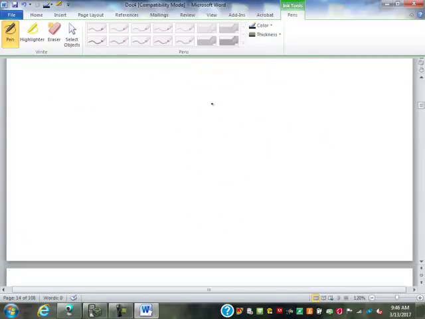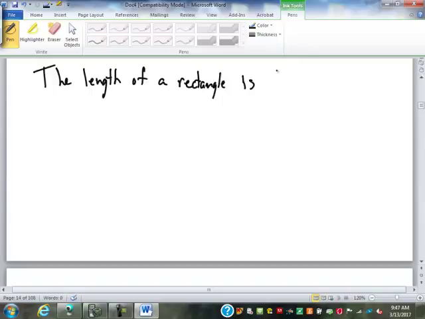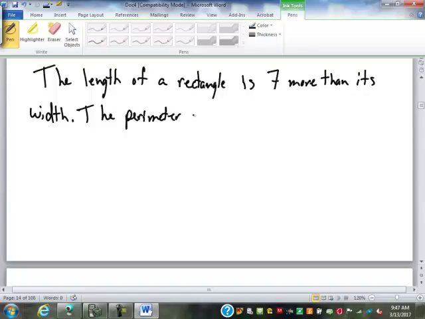We might end up with a problem like this. The length of a rectangle is 7 more than its width. The perimeter is 134 feet. Find the length and the width.